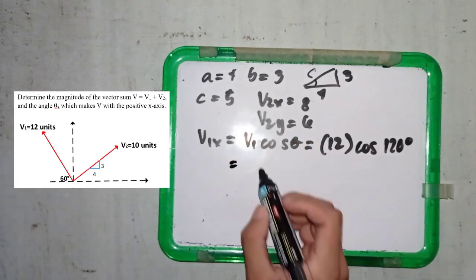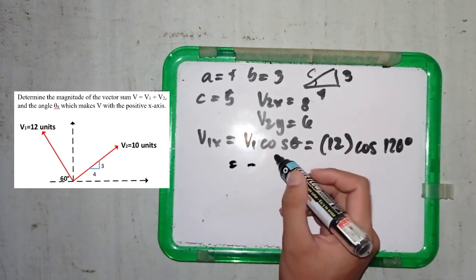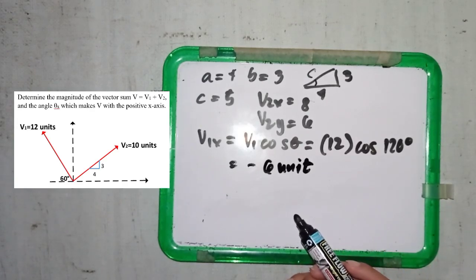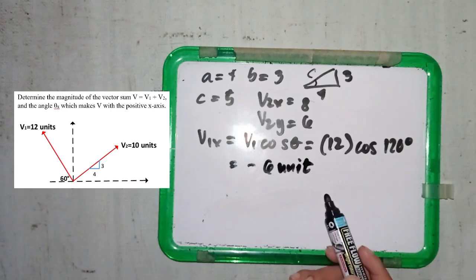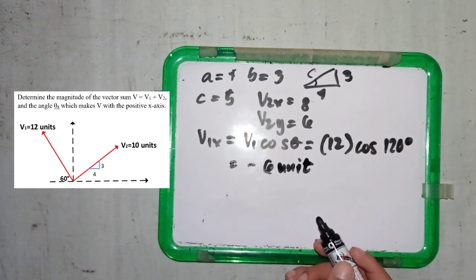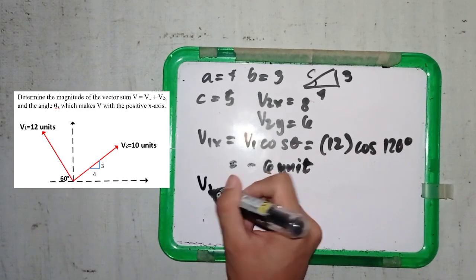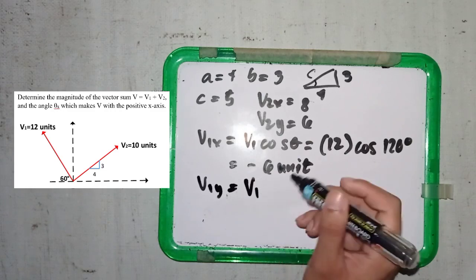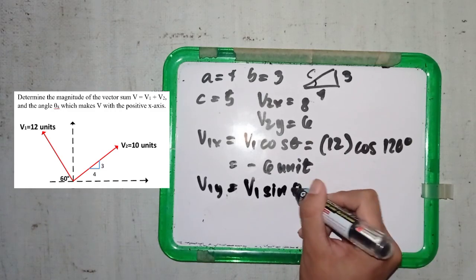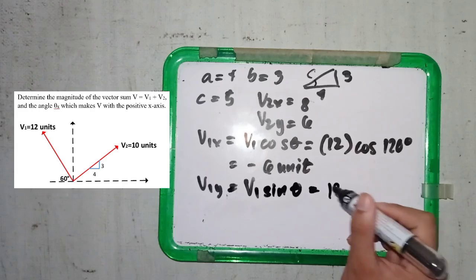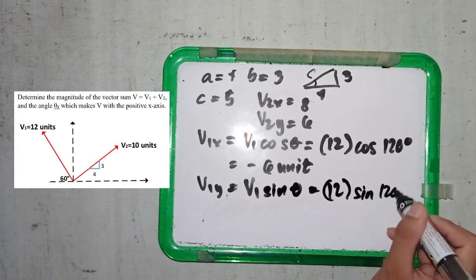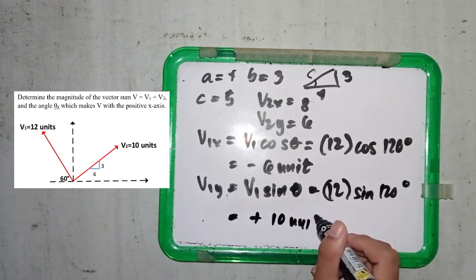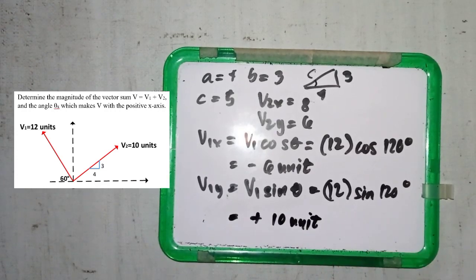Continuing, if we solve this, we got negative 6 units, since the angle is directed to the negative direction of the x-axis. Next, the vector 1 y component is equal to vector 1 magnitude times the sine theta, same also 12 units, sine 120, and what we have here is positive 10 units because the vector is going upward.